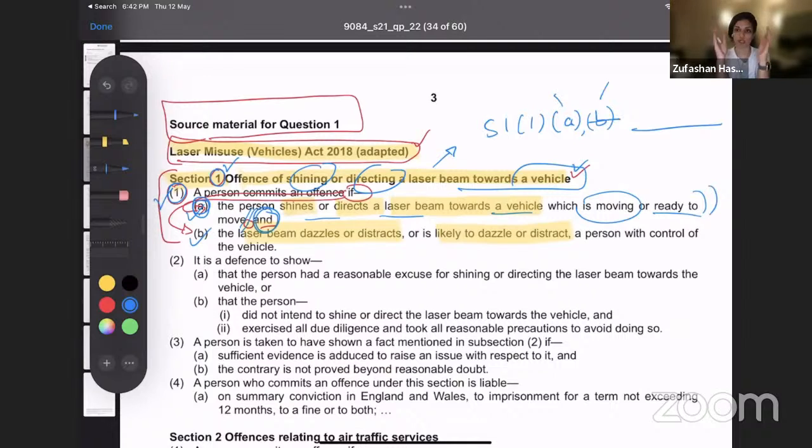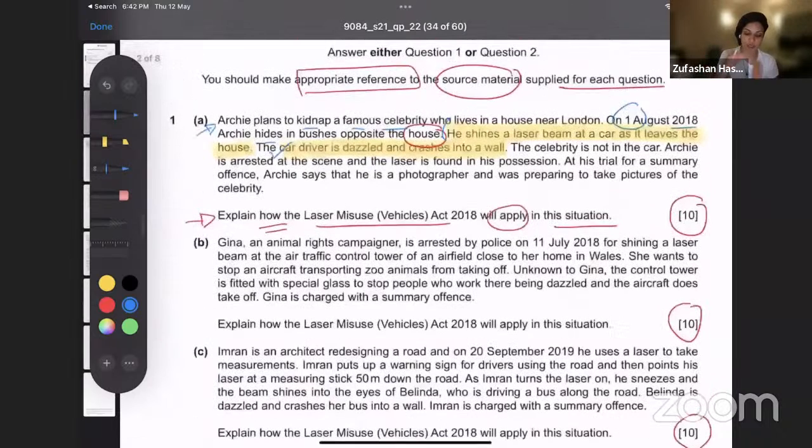above. We saw what Archie did. Use that like an obvious thing. You have to quote the obvious thing. For example, Archie hid in the bushes and shines a laser beam at the car. Henceforth, section 1, subsection A has been fulfilled. And because the driver is dazzled and crashes into the wall, this also fulfills section 1, subsection B. All right. So the application after the explanation is the next half of your marks.